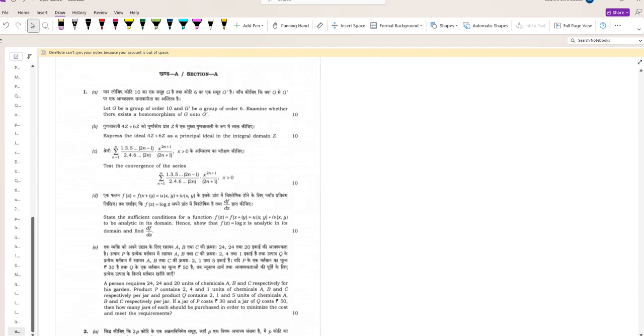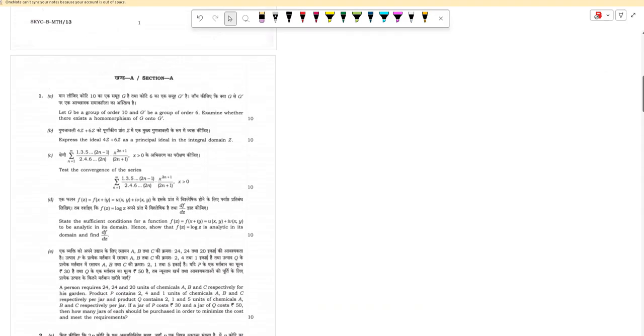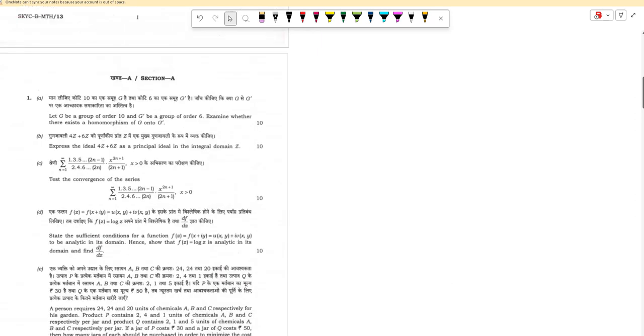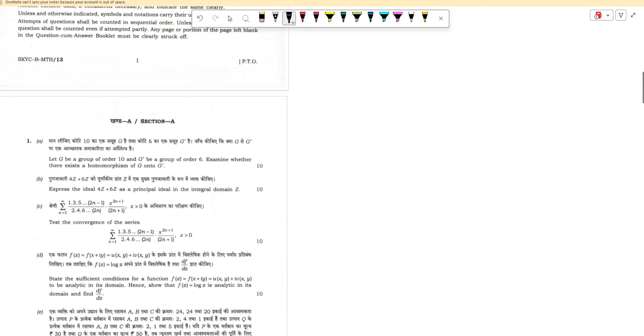So let's get started with the very first question. That is 1A. This is given: let G be a group of order 10 and G prime be of order 6. Examine whether there exists a homomorphism between G and G prime.